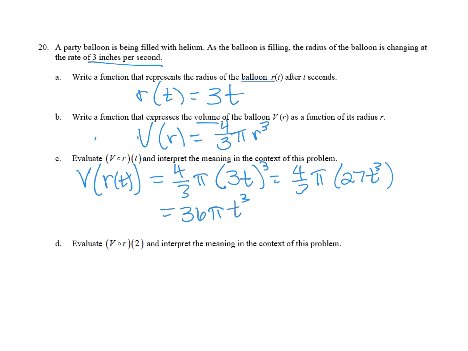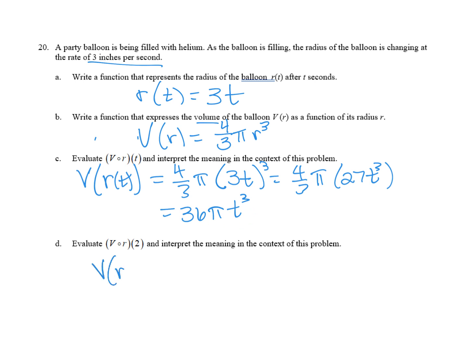Now, what is that actually finding? Well, it is actually finding the volume with respect to the time. So after how many seconds, what is the volume of the balloon going to be? So my result of r, 3t, is how the radius is going to be changed after so many seconds. V is the volume as the radius is changing. My composition is actually going to be the change in volume according to how many seconds have passed, so with respect to time.